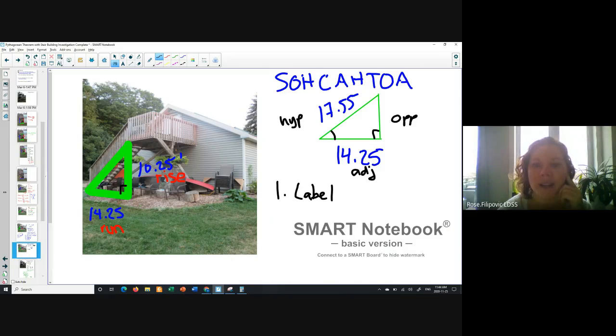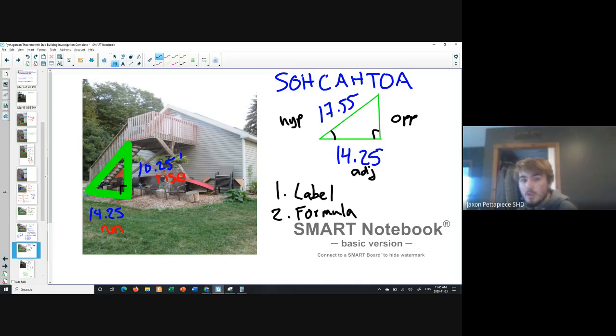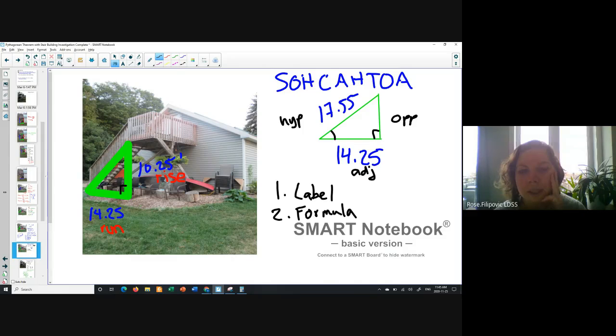Okay. And then step 2 is pick a formula. So which formula do I use? Well, normally you'd use TOA, but you could probably use SOA. So SOA requires me to have the opposite and the hypotenuse. In this, what I've drawn here, do I have the opposite?